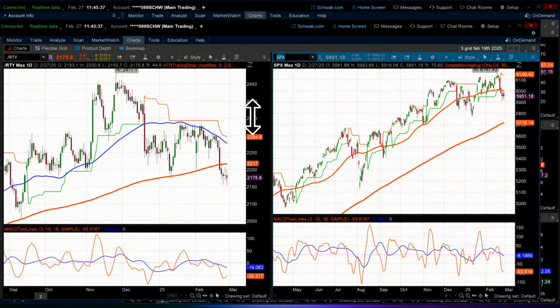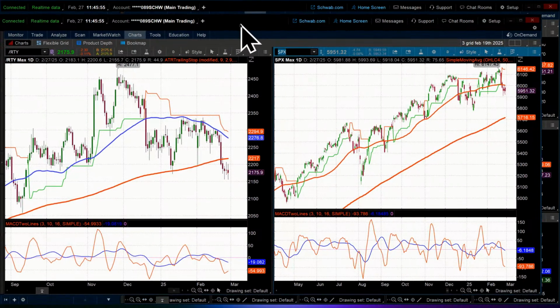So when you see the Russell decisively breaking, that means that everybody is watching every little tick of the Russell. That's all it means. They're watching every little tick of the Russell. It doesn't mean it can't go up.